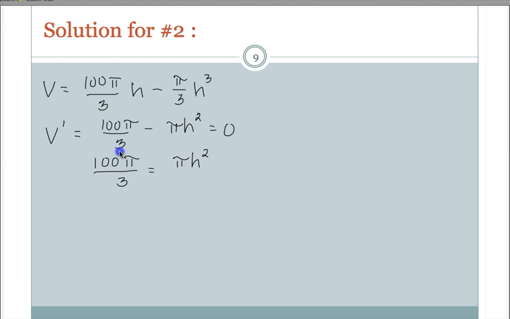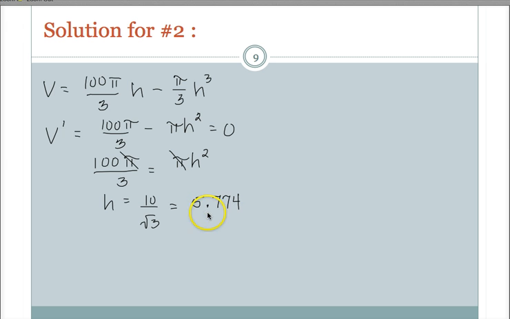So I could cancel out pi. So I have h squared equals 100 over 3. So h is going to be, I can do the square root of 100, so that's 10 over square root of 3. You can leave it that way. That's perfectly fine too. If you want to do a decimal, that's fine as well. Just remember when you're writing it down, you want to round it to thousandths.